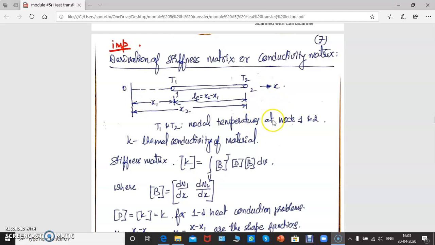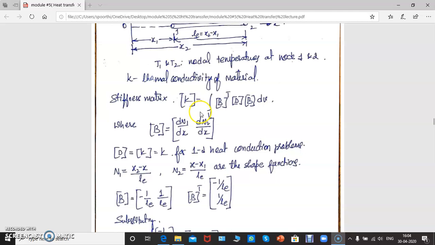Now again consider a 1D bar element having two nodes 1 and 2 and temperatures T1, T2. So x1, x2, as usual representing a 1D bar element. This is the FE model of that. Now our objective is to find out the stiffness matrix or the conductivity matrix, what we call.